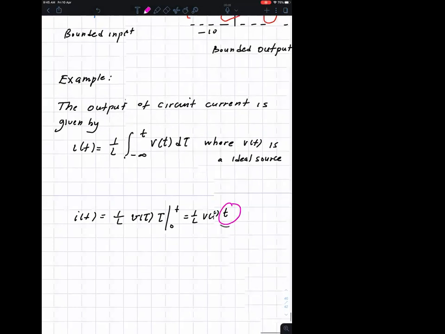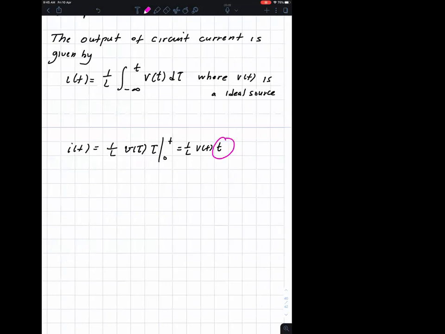What is v(t)? If v(t) is a ramp function, a ramp function means it will keep growing like this. So the input is not bounded. Sorry, the output is not bounded. If you try to sketch this i(t) versus v(t), you'll get something like a ramp. Just roughly, just look at the equation. If something depends on t like this, then it's not going to be bounded.